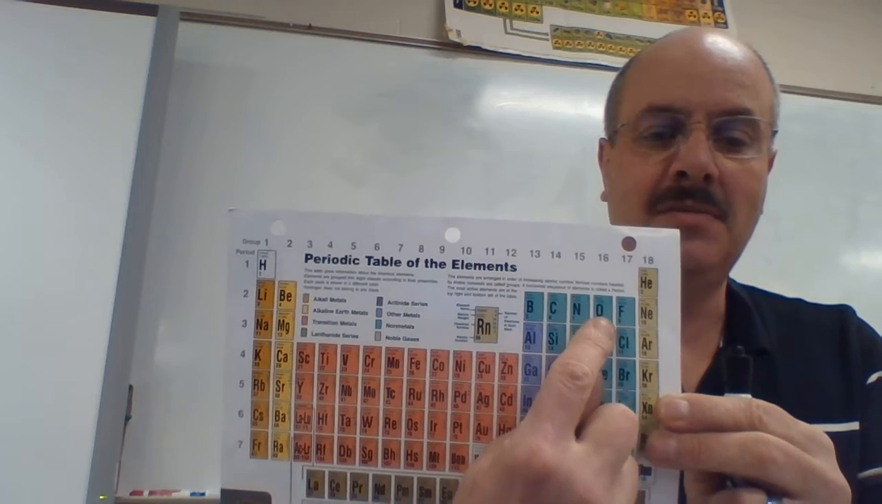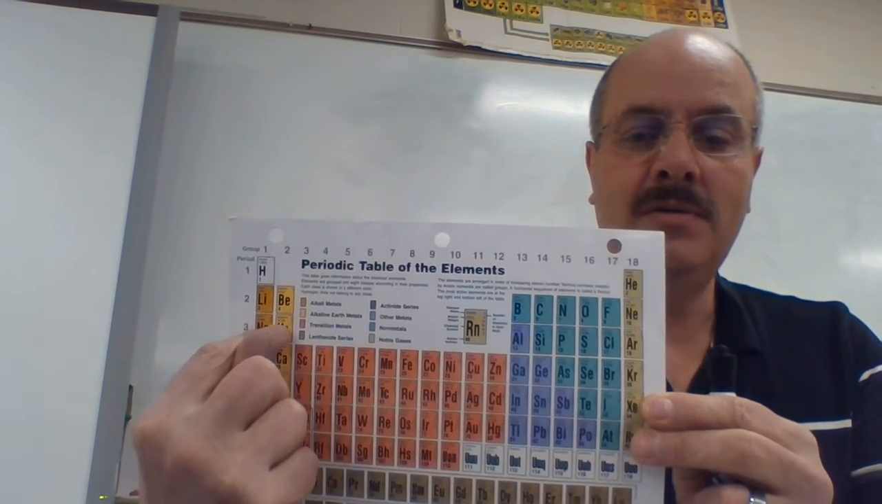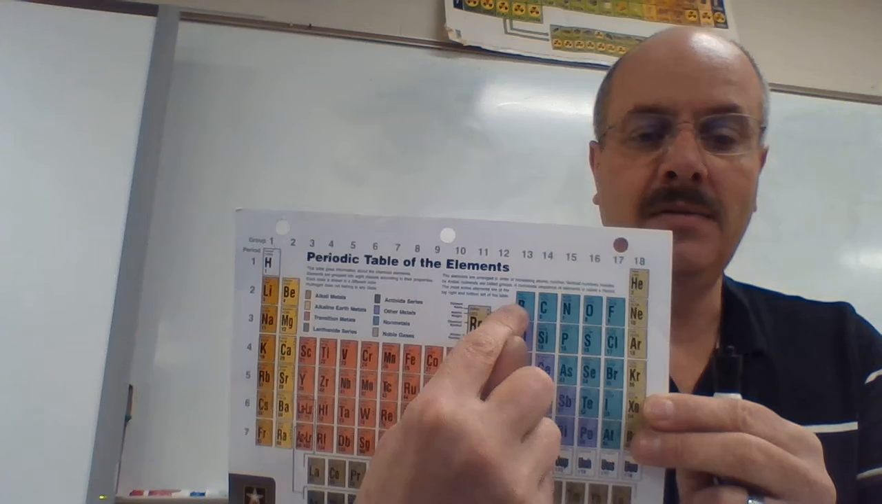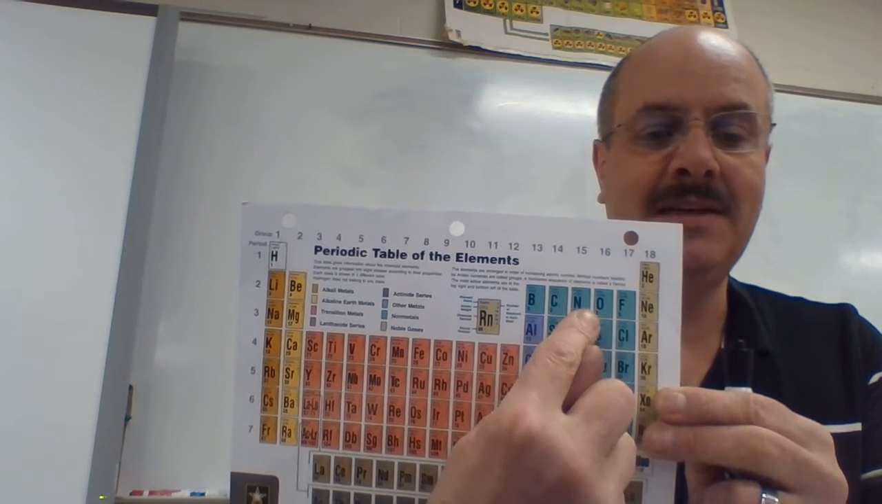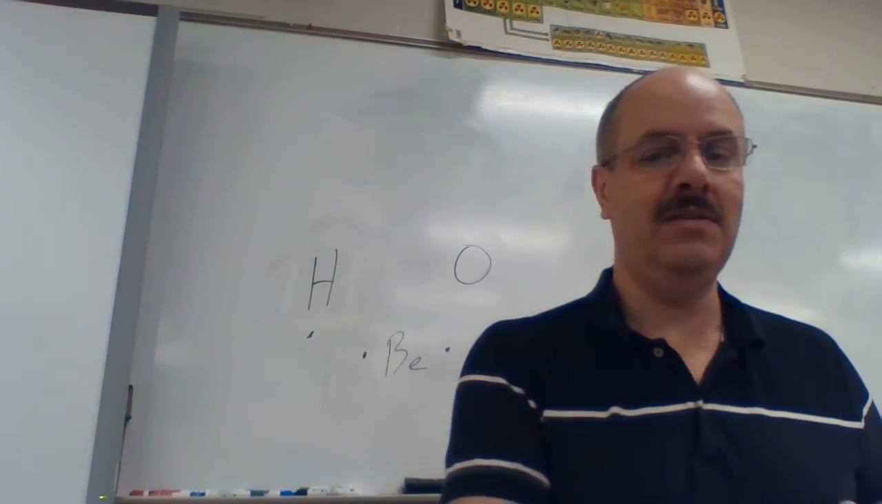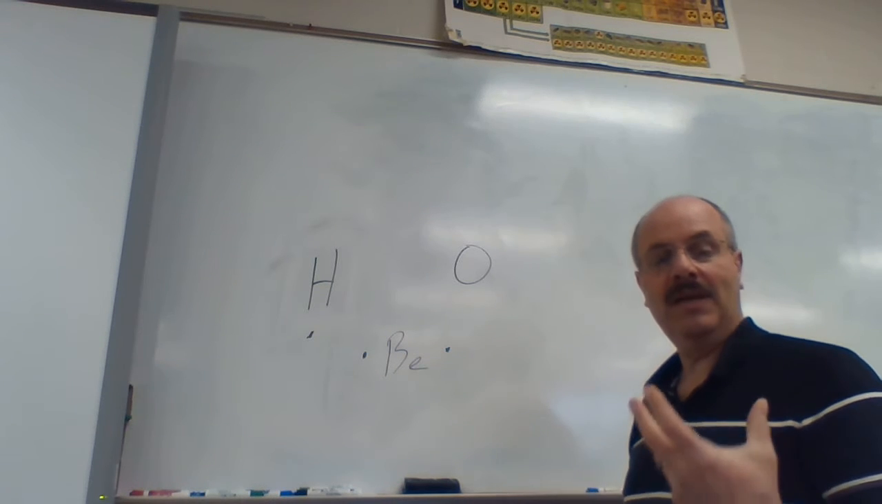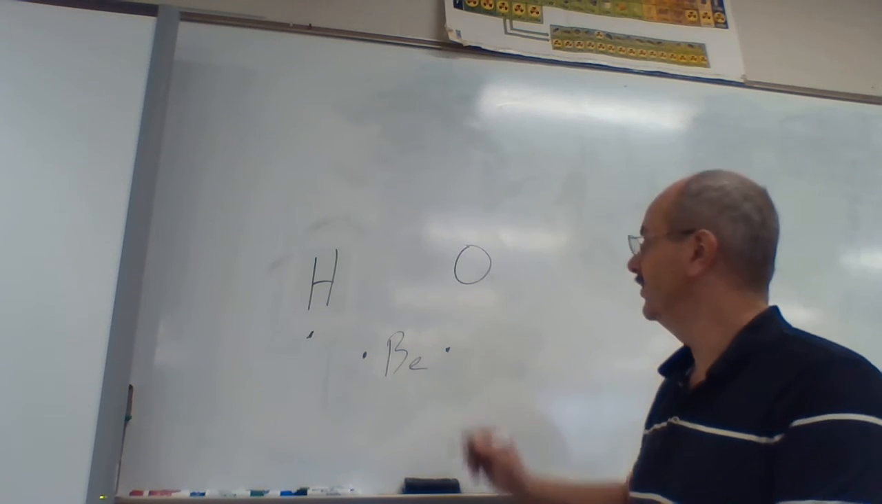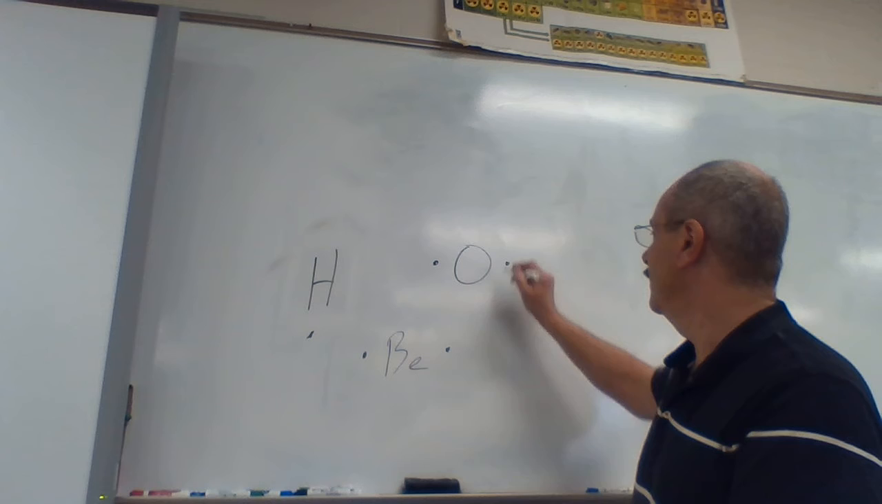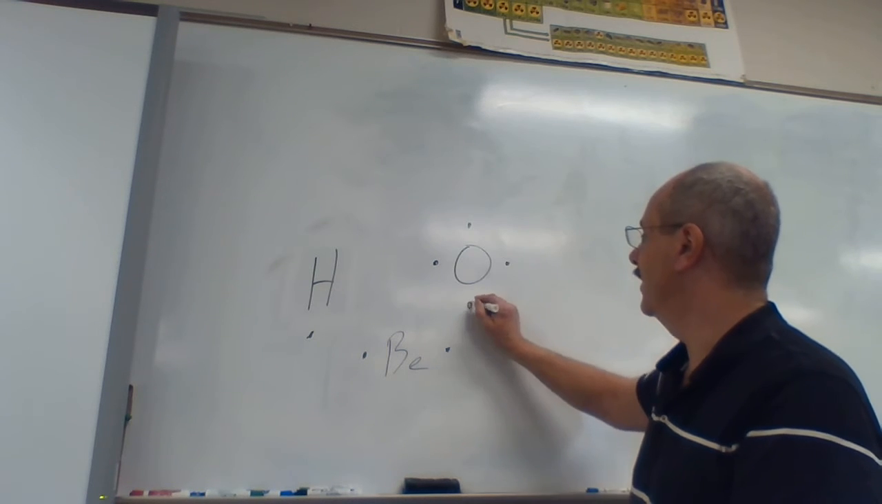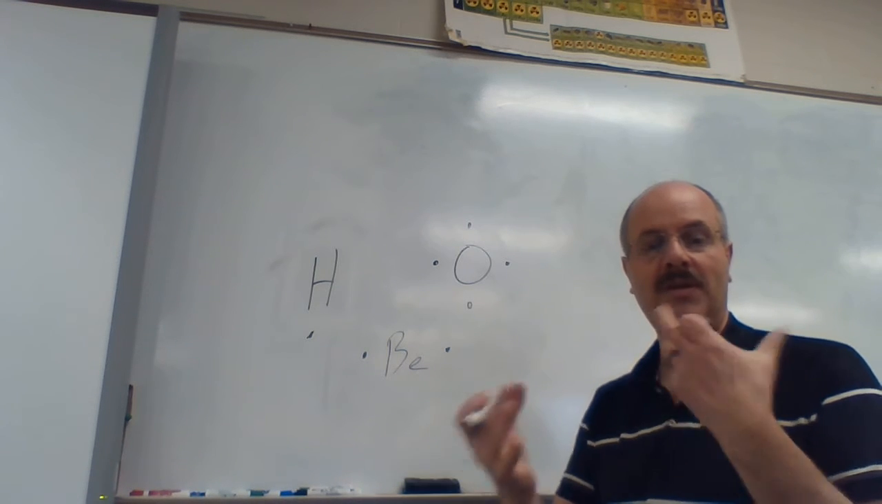Now we got oxygen, which is over here. So it goes 1, 2, 2, and 3, 4, 5, 6. So oxygen has 6 valence electrons. Now remember the idea that we can only put 1 on each side. So I'm going to go 1 here, 1 there, that's 2. Then 1 up here, 1 down there, there's 4. And so I got 1 on each side.